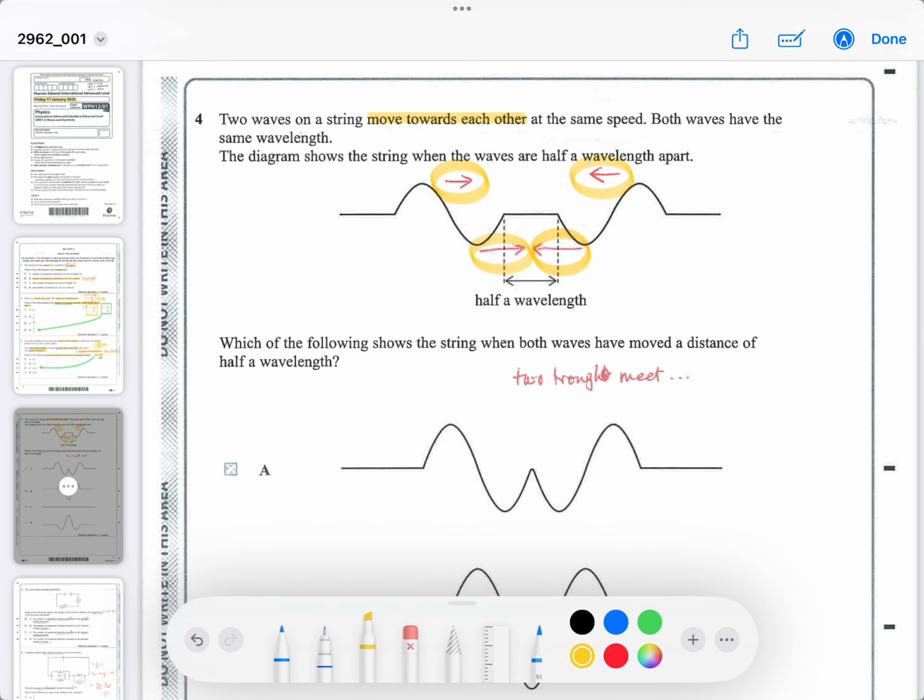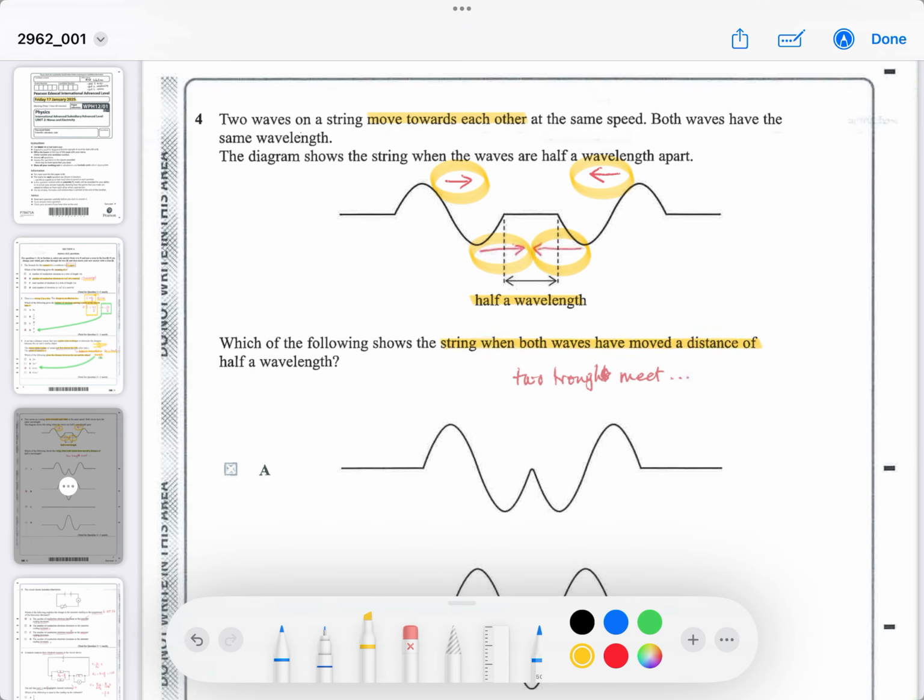So they have the same wavelength, and they've shown you how much half a wavelength is. It shows the waves on the string when they're half a wavelength apart. Which of the following shows the string when both waves have moved a distance of half a wavelength?